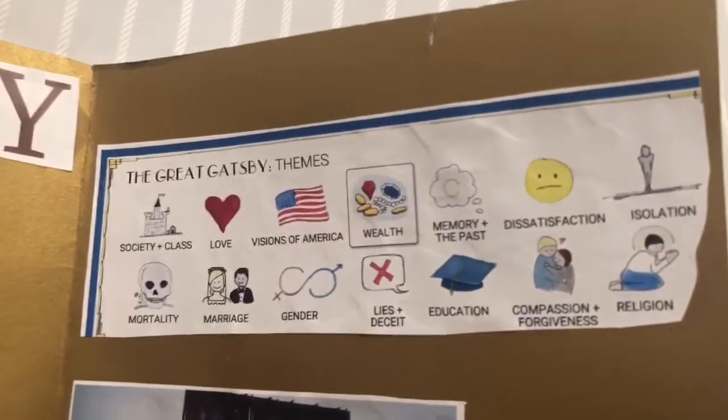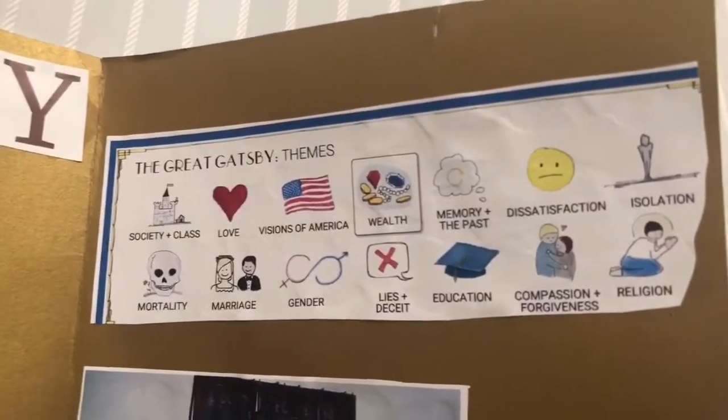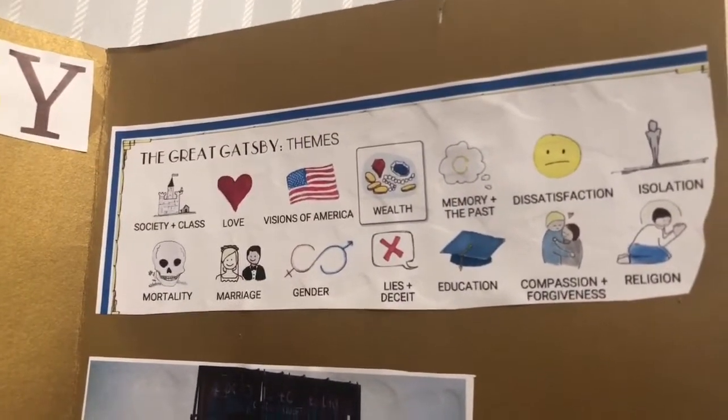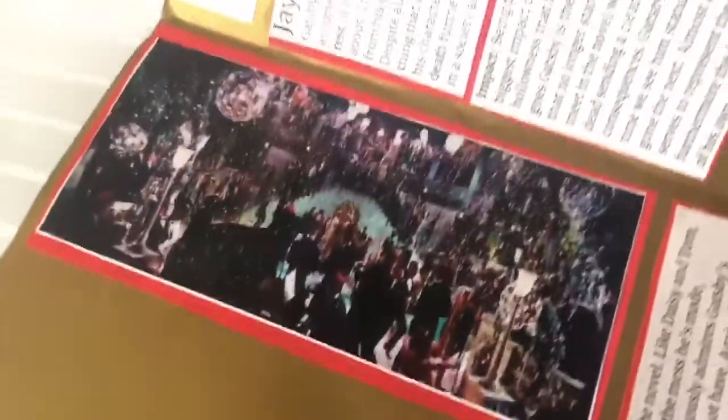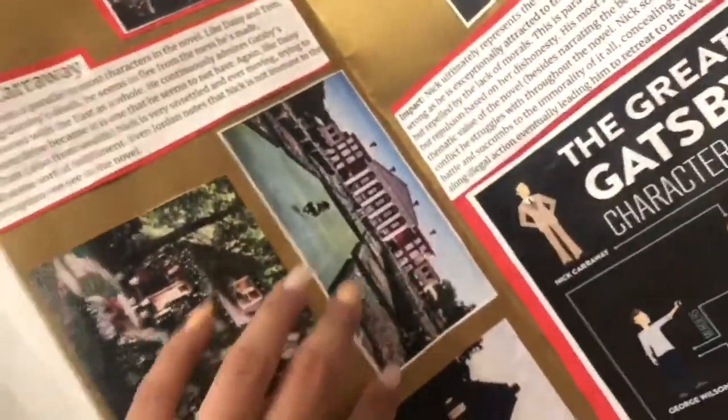It says here, society plus class, love, visions of America, wealth, gender, morality, marriage, all of that. And this one is Gatsby, when he throws extravagant parties. And this is Daisy's mansion, and this is where Nick Carraway lives. It's not that big, but since he's middle class, for him that is okay.